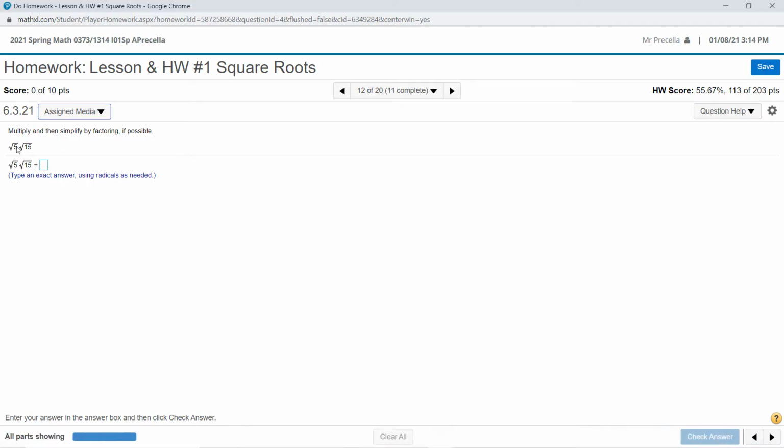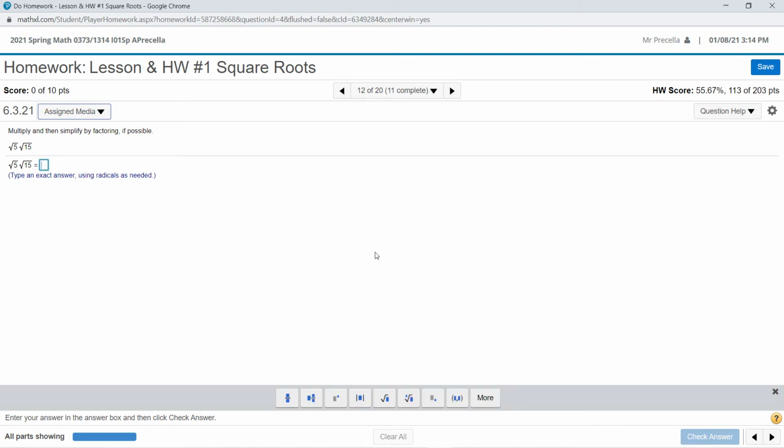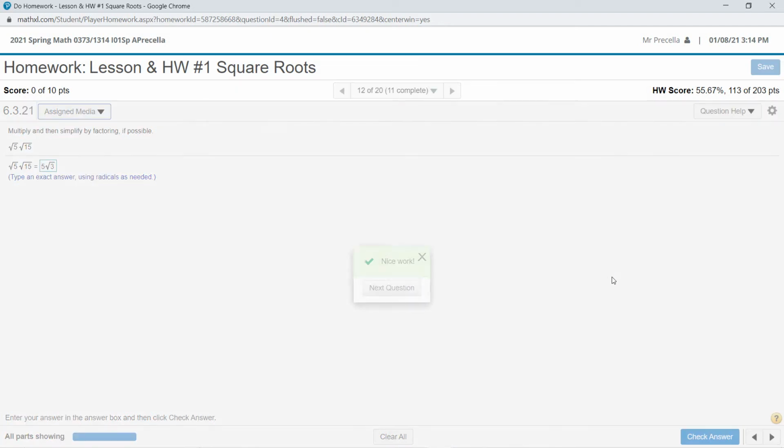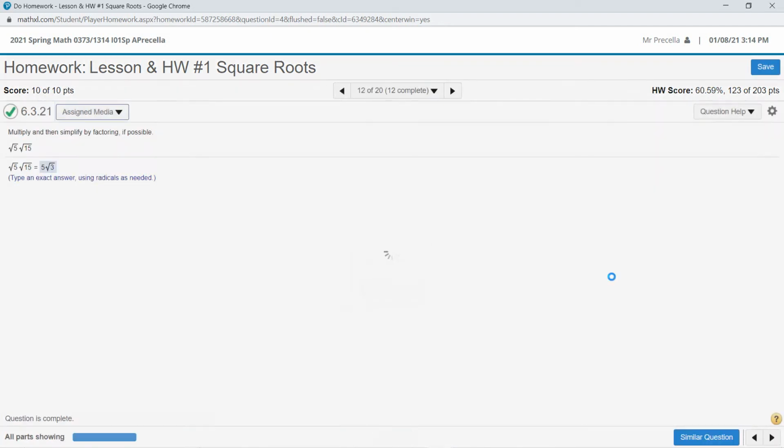Come over here. Notice there's no tools down here yet. I've got to actually click in the box. Now I can punch in 5. Hit the little square root key. 3. Okay.